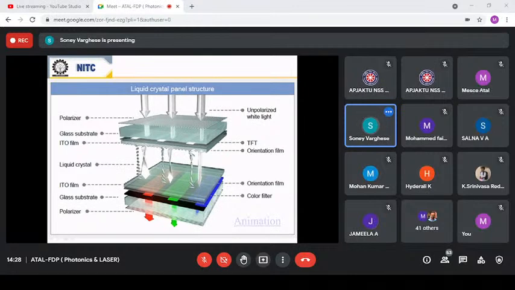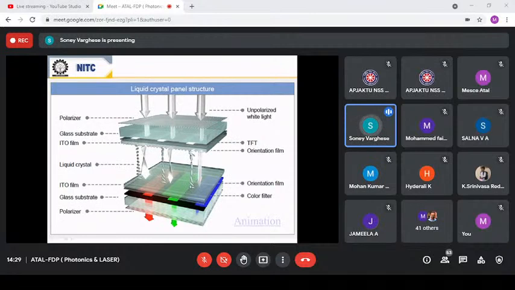Then in between, you have a thin layer of this liquid, which is called a liquid crystal. I think when you touch your laptop screen, probably you have seen some liquid moving. That is because this liquid is present here as a sandwich structure. You can see that the same thing is repeated on the bottom side. We have an orientation film followed by the indium tin oxide transparent conductive electrode, then a glass substrate, then a color filter, again a polarizer. So this is the structure.